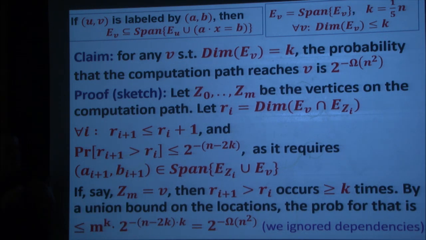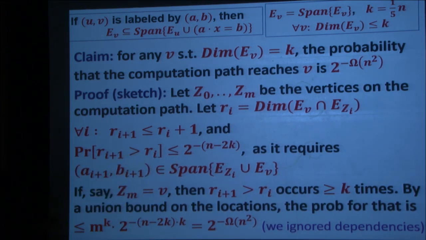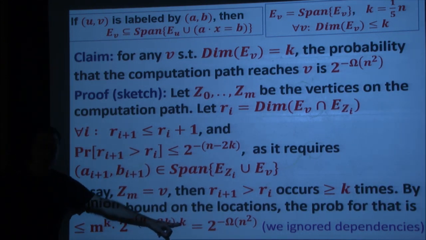And I ignored dependencies here, but what you do have is that this bound is true even when you condition on all the past and on the vertex that you are currently on. So that's how you get the bound. I know it's not a full proof, but this is how you get the bound. And it's important that the bound here is really good. It's 2 to the minus n minus 2k times k.